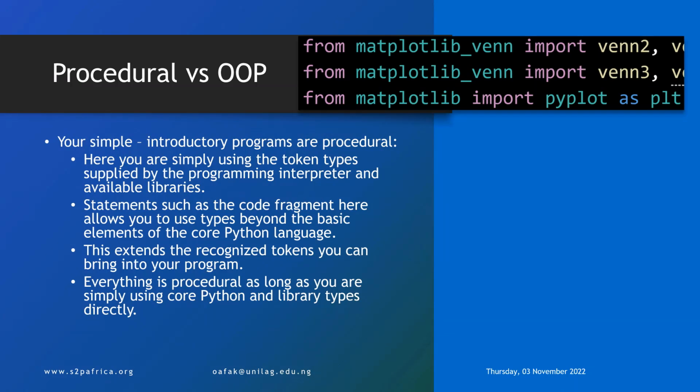available libraries, statements such as these code fragments allow you to use types beyond the basic elements of the core Python. For instance, you see this statement which I copied, but not in full. When you say from matplotlib import pyplot, those statements are extending the basis of the tokens that you can give meaning to, beyond the ones provided directly by the Python environment.